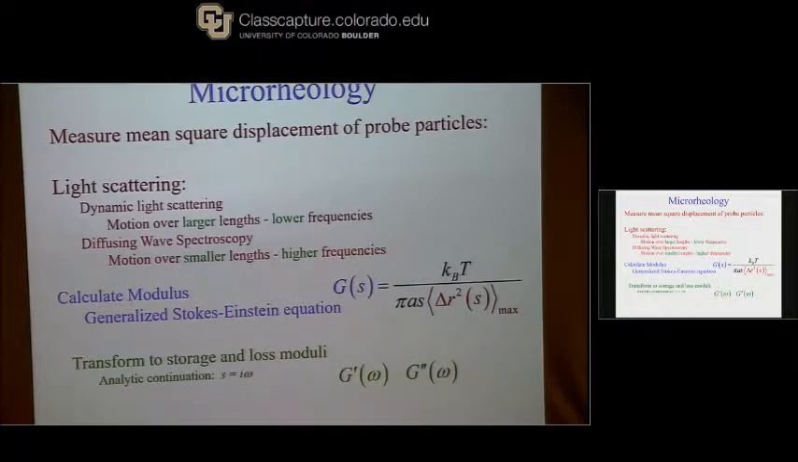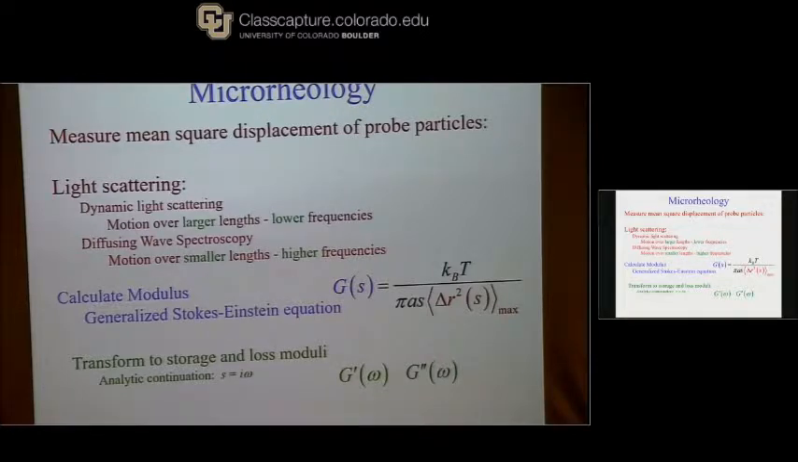So I don't want to go through this. It's a little bit complicated. Since then, a lot of people have worked on it, and there are simpler ways of determining it. Basically, the G prime and G double prime are related by the Kramers-Kronig relationship.